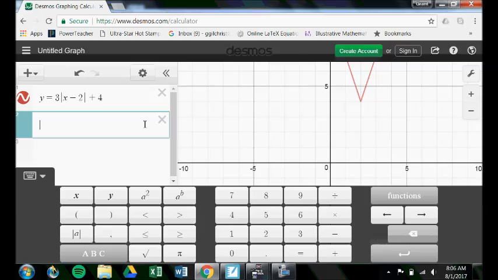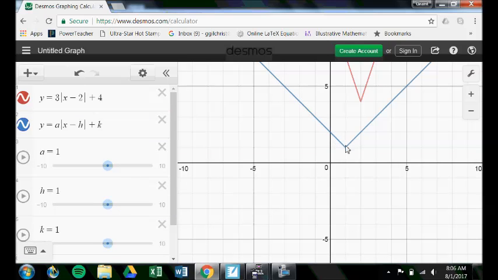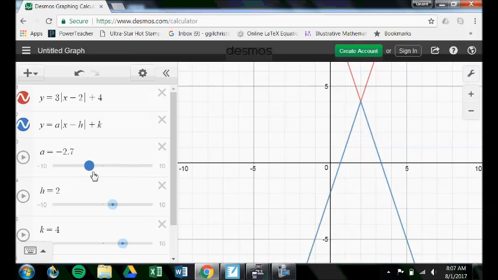But another useful way to do this is just type y equals a. Don't put a number in, but put a letter that isn't x, y, or z. So y equals a times absolute value x minus h plus k. It asks me if I want to make these sliders, add sliders, a, h, k. I really do. That gives me a, h, and k right here, and here is the graph it's graphing. So if I move h around, it gives it a horizontal translation. If I move k around, it gives it a vertical translation. And I'll put it there. And then if I move a around, it changes the dilation. When it's negative, it points down, positive points up, and I can get it to match that 3.